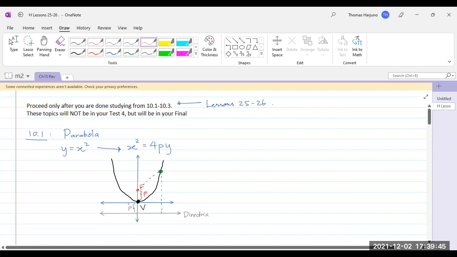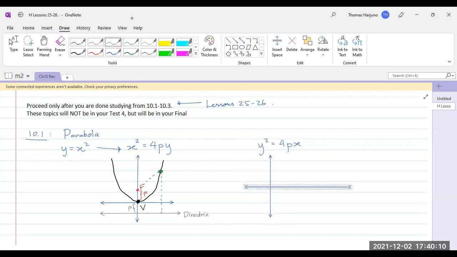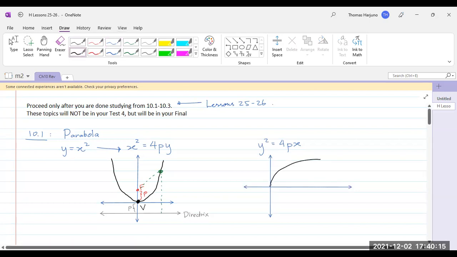Now, we will do examples about this later on. Likewise, what happens if we swap the x and the y? Let's say we have y squared equals 4px. Then the parabola will open along the x-axis, and in this case, it will open to the positive x-axis. Let's say this is the parabola. Then this is the vertex.